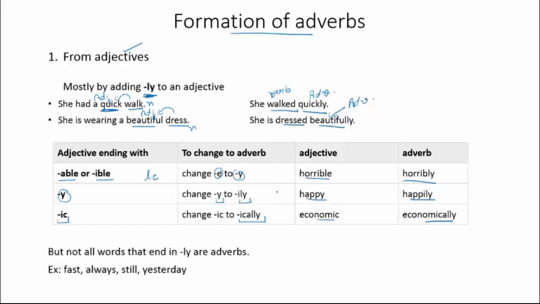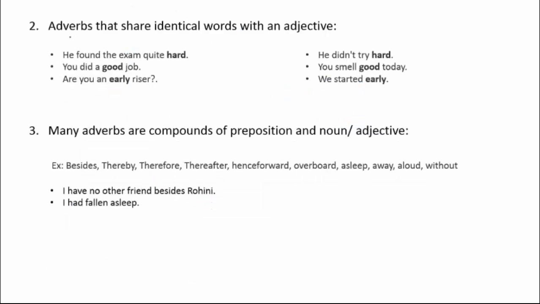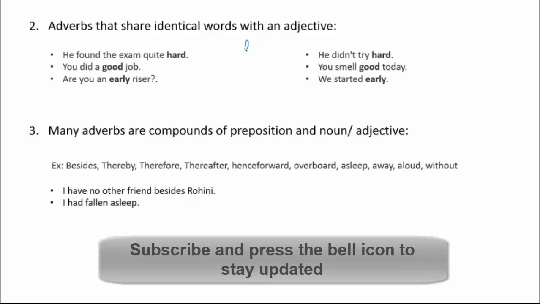However, as I mentioned, not all of the adjectives go by this rule that you add ly and it gets converted to an adverb. For example, fast, always, still, yesterday. These are some adverbs which are not converted from adjectives by the same rule. Let's see some more examples. Adverbs sometimes are also the same identical words as adjectives. We don't add ly to all of them. Some of them come as it is.